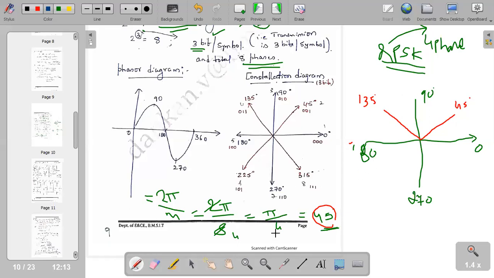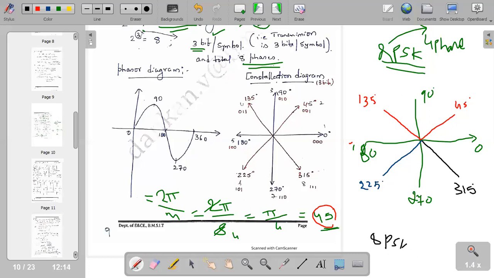180 plus 45 is 225 degrees, so another phase angle is 225 degrees. Again 225 plus 45 is 270. Again 270 plus 45 is 315 degrees. So now please understand, there are a total of 8 phase angles used in an 8 PSK system.